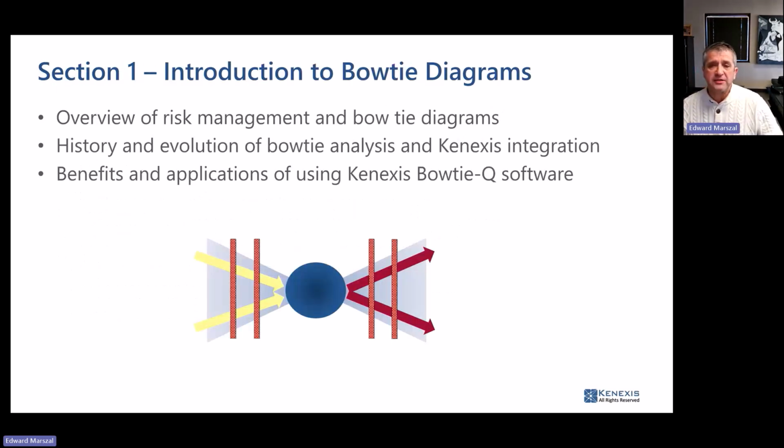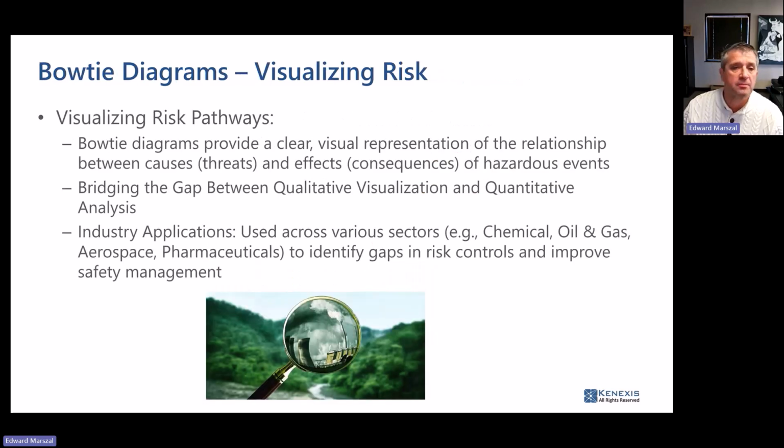So section 1, Introduction to Bow Tie Diagrams. I'm going to talk about how bow tie diagrams fit into the overall risk management process, a little bit of history and evolution of bow tie analysis, and specifically what is going on in the Connexus version of bow tie diagrams and how that's going to get integrated into the software suite. And I'll talk about specific Bowtie-Q information because it is, again, on the way more sophisticated side than some of the other bow tie applications that are out there.